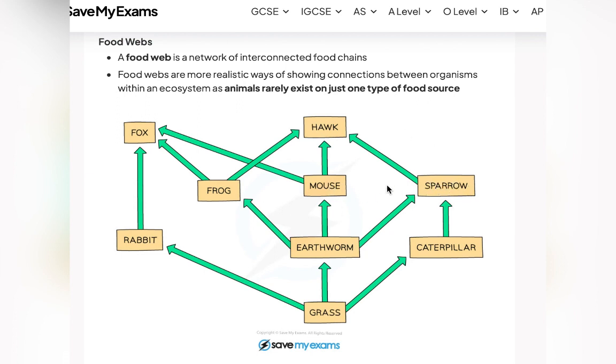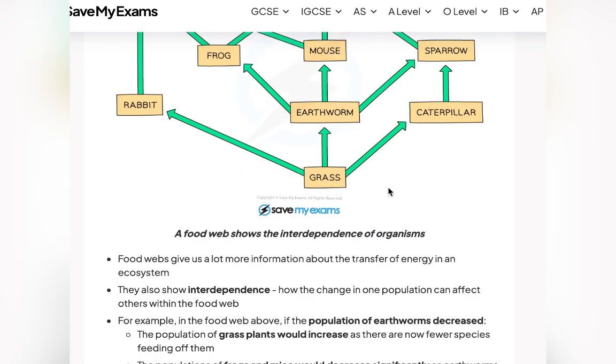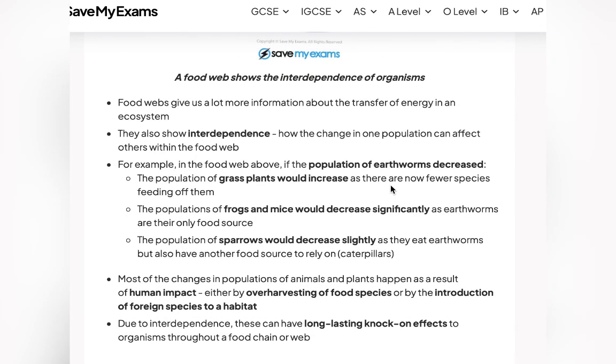So you can see the interdependence. You can see how the fox depends on the frog, and also on the mouse, and the frog also depends on the rabbit. So the fox is also eating three different foods in the food web. This is the interdependence. You can see how they are interdependent and interconnected.